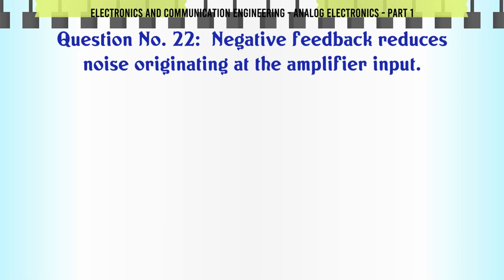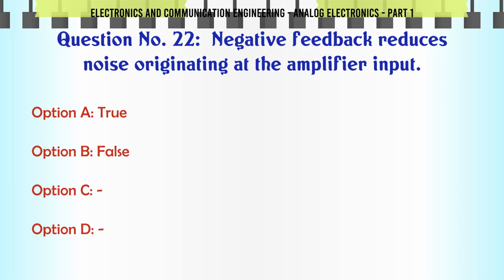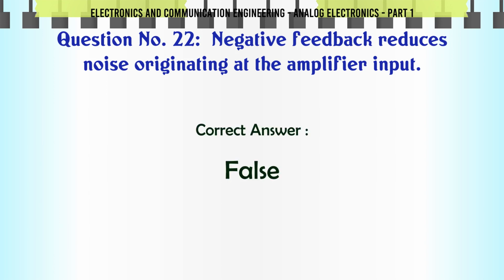Negative feedback reduces noise originating at the amplifier input. A. True, B. False, C. D. The correct answer is false.